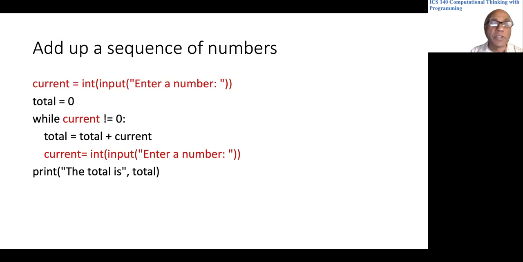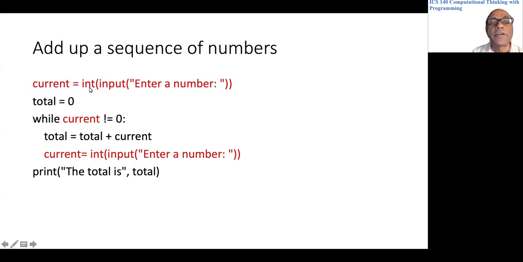As another example, suppose you get the numbers 7 and 2, then 0. You will add 7 and 2, and then print 9. So whenever you get 0, you will stop. You could get negative numbers too. So our first step is to get a number.